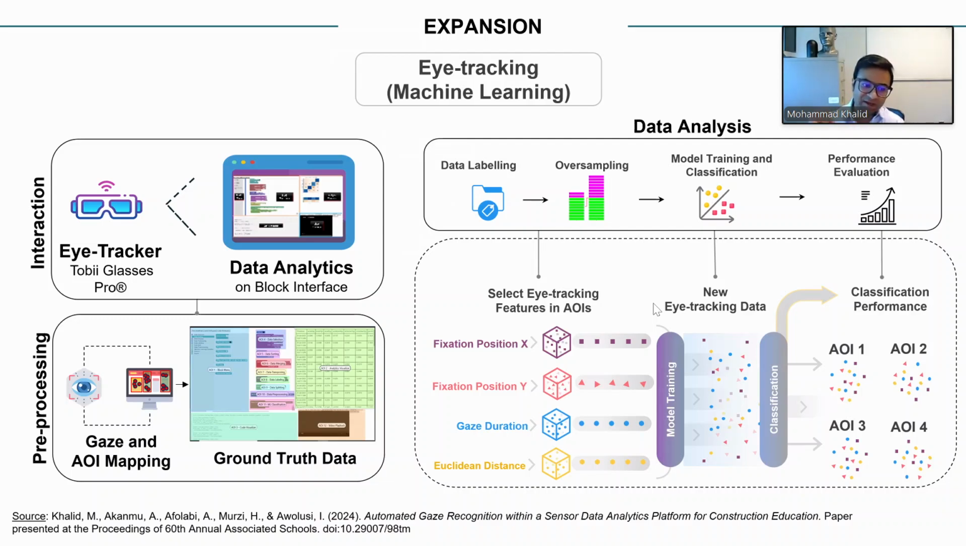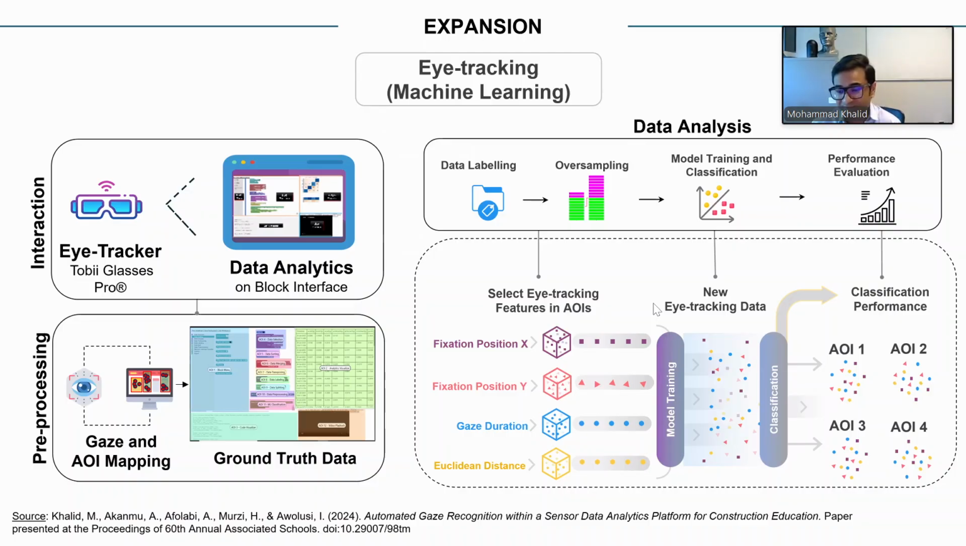So we collected all this eye tracking data. After collecting this data, we did some pre-processing to it with gaze and AOI mapping with the help of ground truth data. Then we did some data labeling, oversampling, as well as model training, to the point where we could evaluate the performance of these models. Now, what did we really train the machine learning models on?